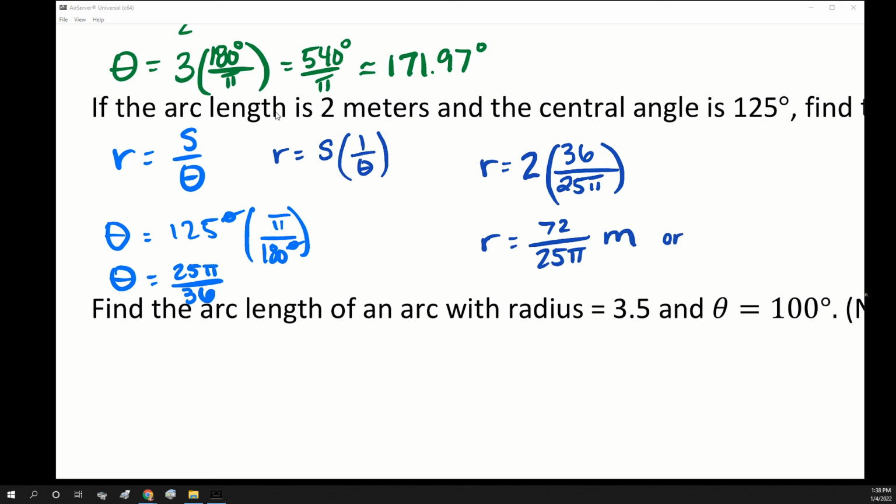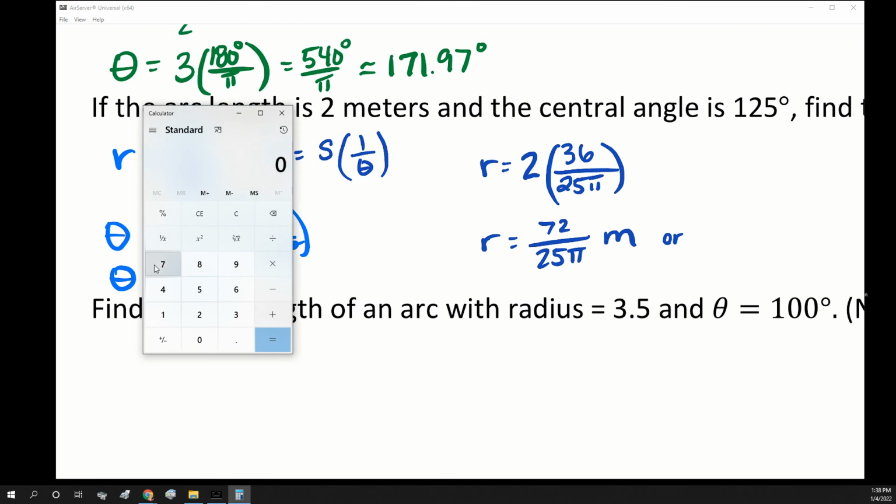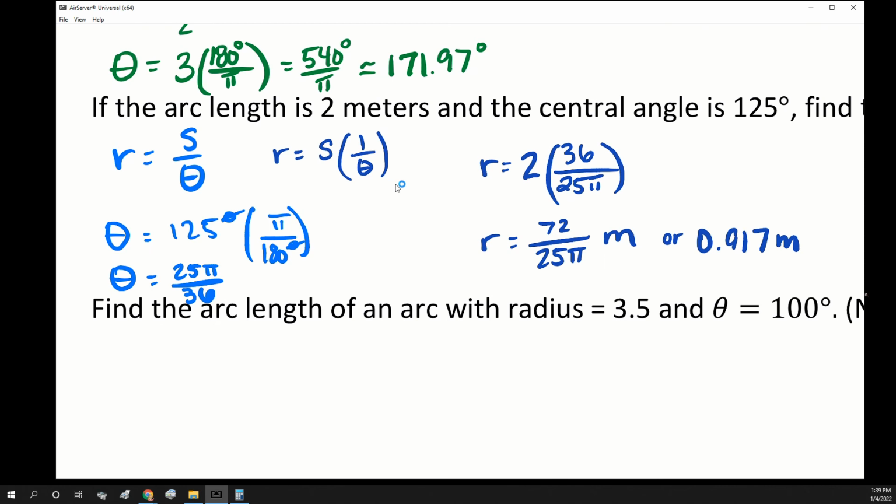Now, if you don't like the way that looks, I just want to show you how to type it in the calculator. So I'll close out my calculator. All right, you're going to do 72. Now, our calculator's not that smart, so what we would do is divide by 25, and then we would also divide by 3.14. But I'm fine with you leaving it as a fraction, really, I promise.